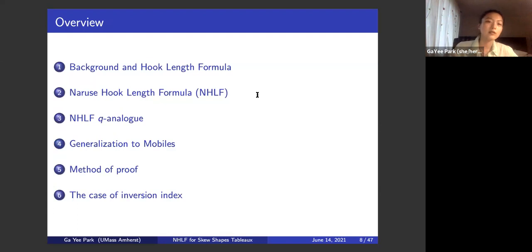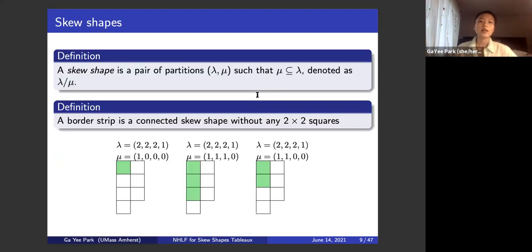So let's move on to the Naruse hook length formula. We can generalize this further into skew shapes by taking a subset mu of lambda and coloring in the corner of lambda by this mu. And so here we have 3 different examples of these skew shapes, and later we'll be talking about a particular skew shape called a border strip. So the definition is that it's a connected skew shape without any 2 by 2 squares. So this one has a 2 by 2 square, so it's not a border strip. This one is disconnected, so it's not a border strip. So this one is a border strip, and visually you can literally think of it as a ribbon strip of width 1.